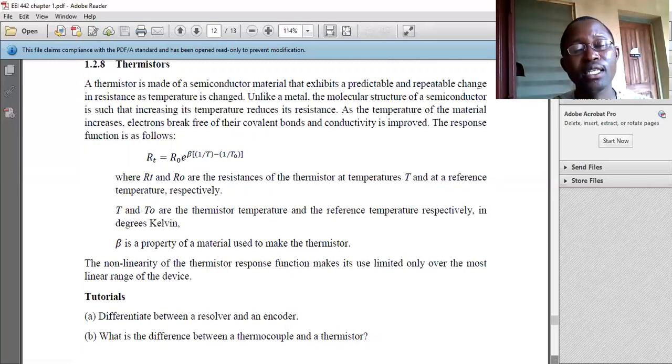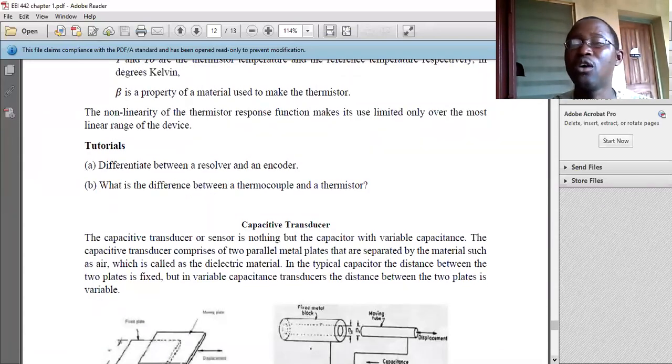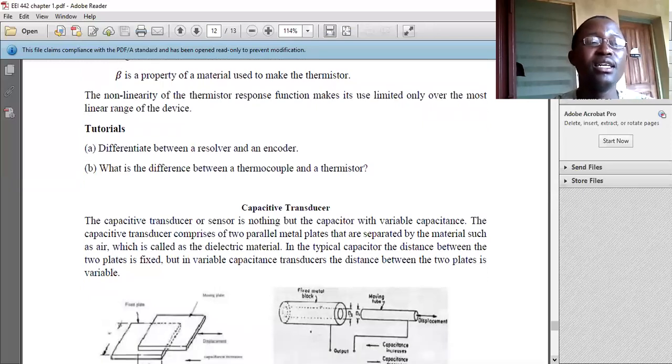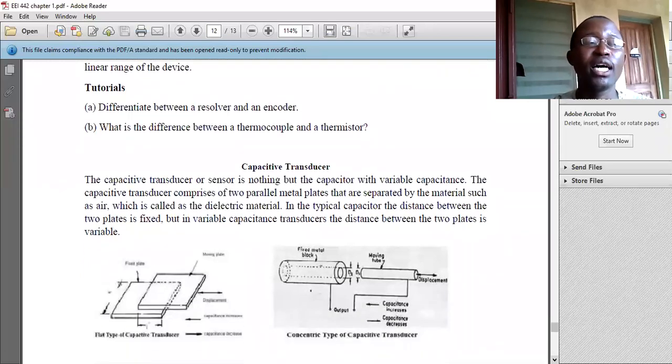So we have a tutorial question that we can go and practice and answer. Differentiate between a resolver and an encoder. Also, what is the difference between a thermocouple and a thermistor? We have just gone through that. We can explain the principle of operation of each one and show the difference between the two of them. A resolver and an encoder you can also differentiate between; they work on different principles of operation.